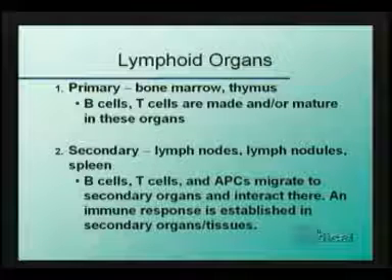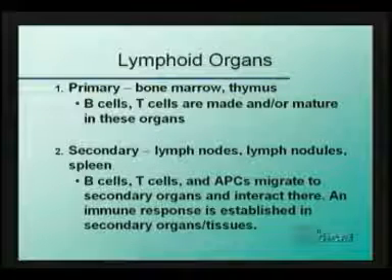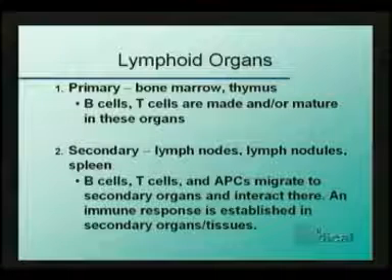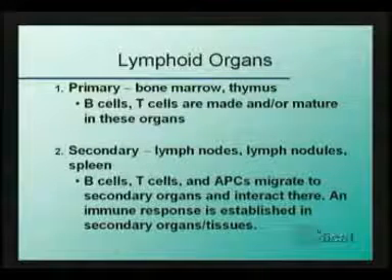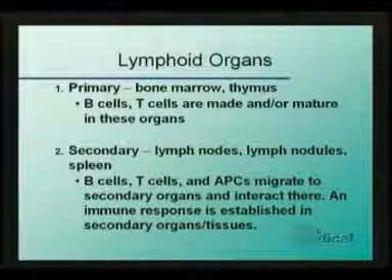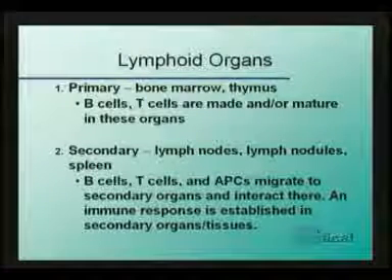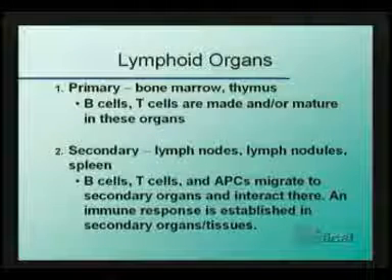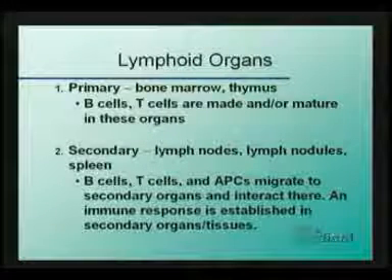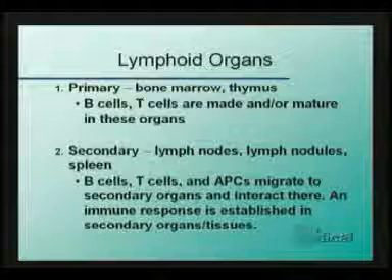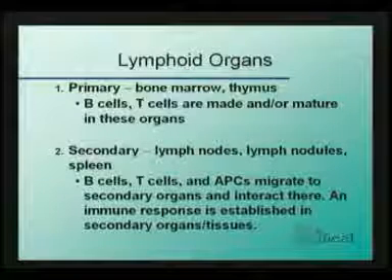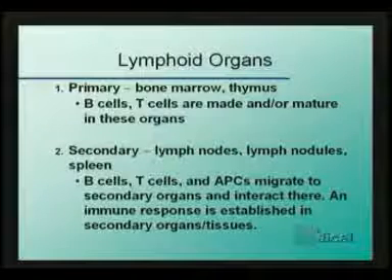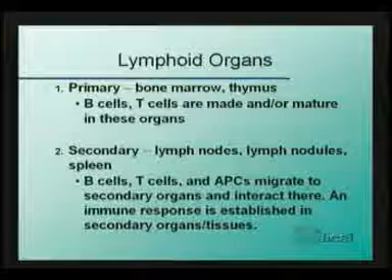In our first slide, we compare and contrast the two different forms of lymphatic organs. A primary lymphatic organ is found in either the bone marrow or the thymus. This is where the associated lymphoid cells, B cells and T cells, are either made or maturing. Secondary lymphatic organs include lymph nodes, nodules, which are associated with them, and the spleen.